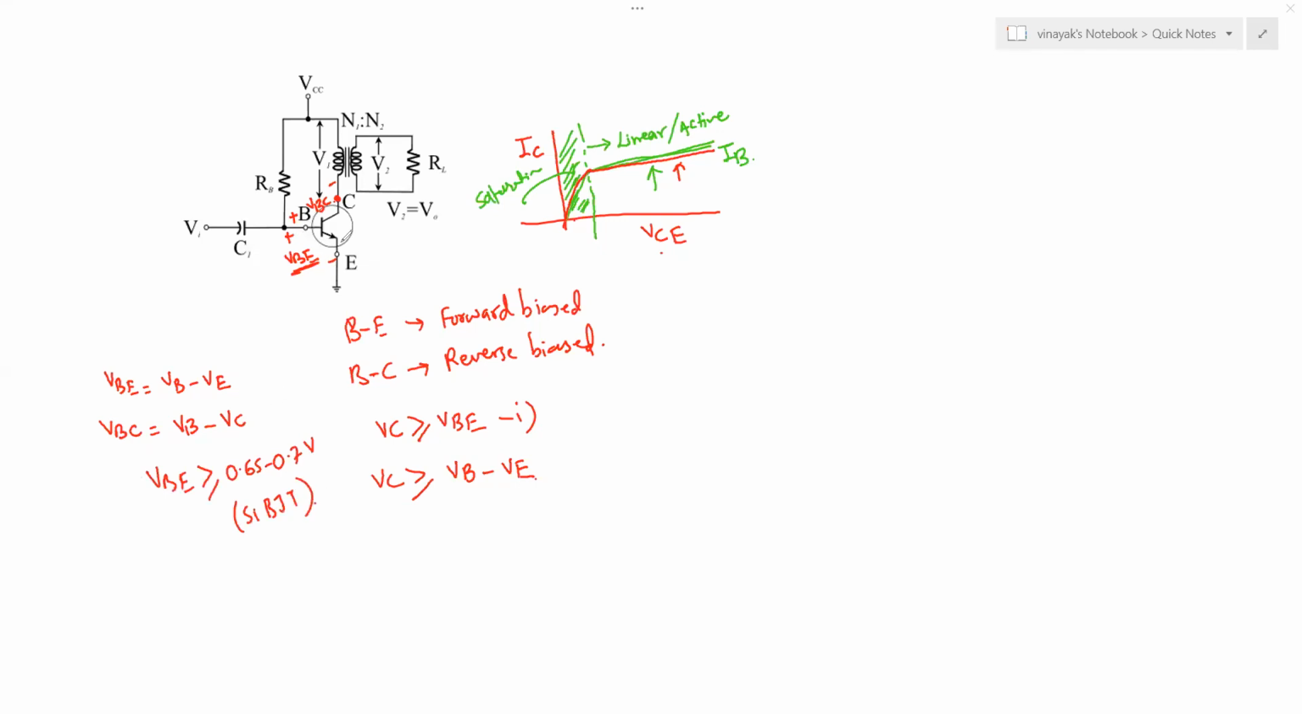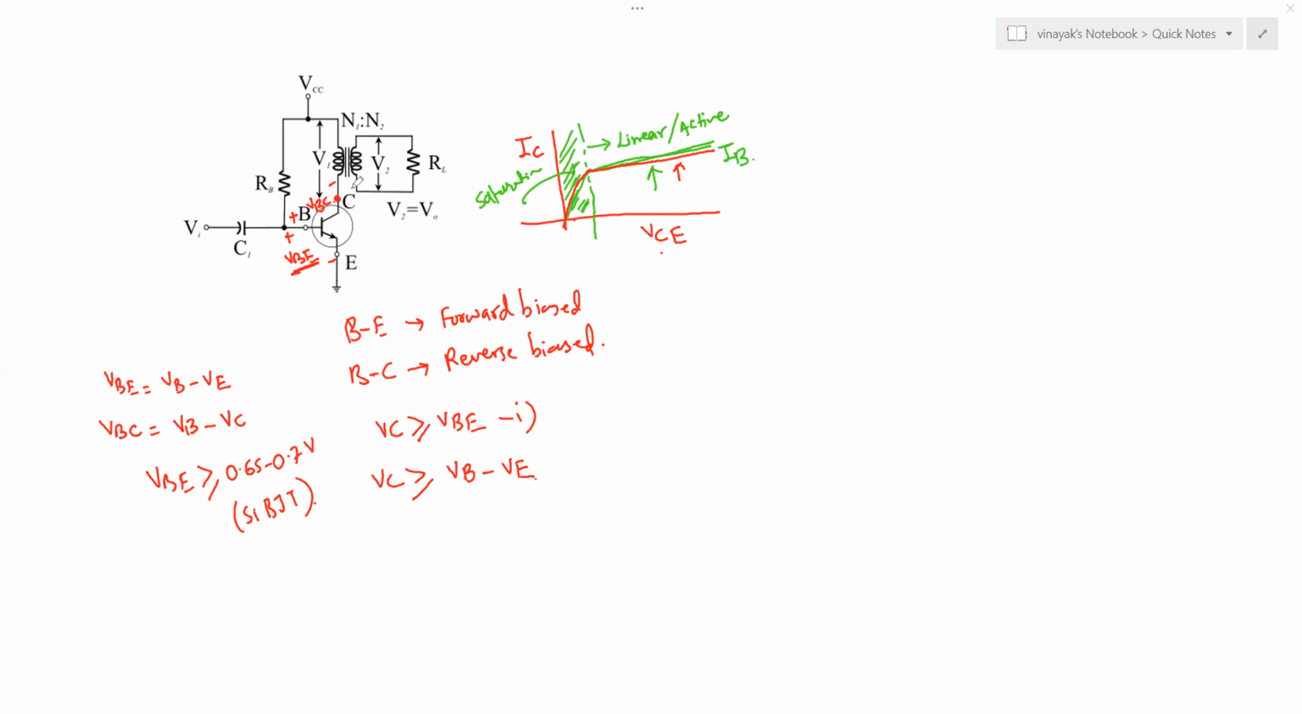Now that condition is met, and again, as I said, the junction diode on the reverse bias side should be reverse biased, and the junction diode on the input side should be forward biased. Now there is a voltage drop across the collector pin and the emitter pin, which is called VCE, and this condition is VCE minimum. So your VCE should be greater than VCE minimum.